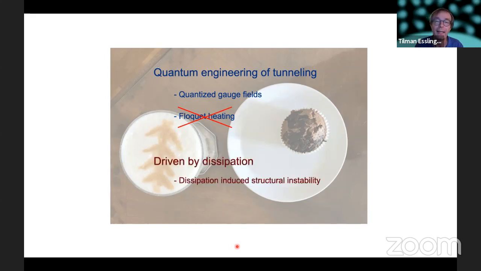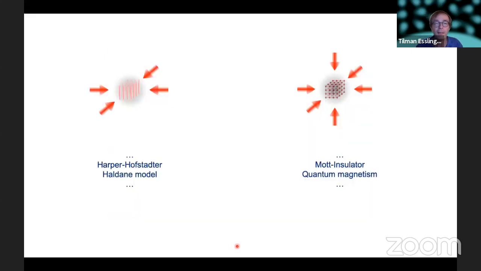And then in the last part of the talk, I will speak about driven systems where the dynamics is driven by dissipation. And that's a cavity experiment. The first will be a lattice experiment. So let me start maybe with a little bit of a view on lattices.